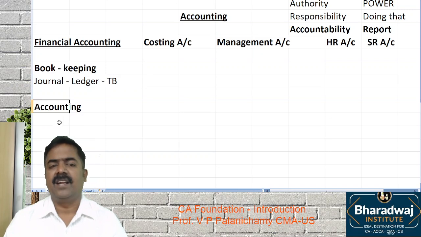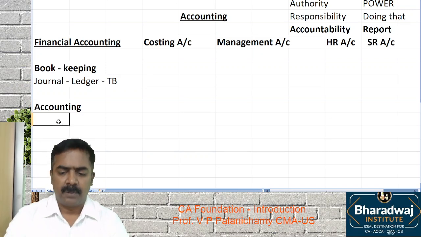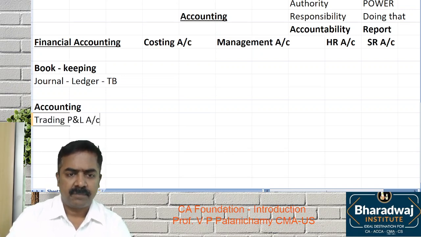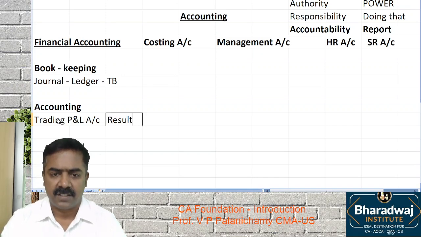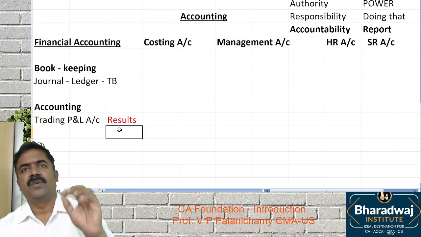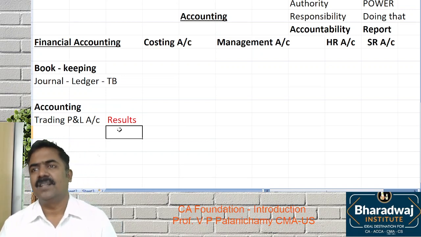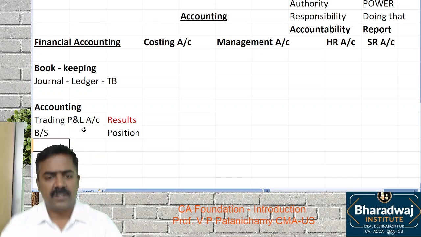Accounting is done normally at the end of the year, where you prepare a trading and P&L account to show the financial results. What are the financial results? Profit or loss. Because at the end of the day, if you run the business, you want to know what the profit is and what the loss is. Second is preparing a balance sheet to know the financial position. What is the financial position?